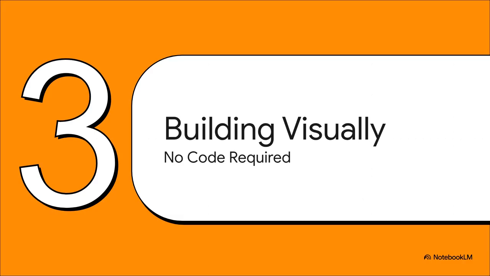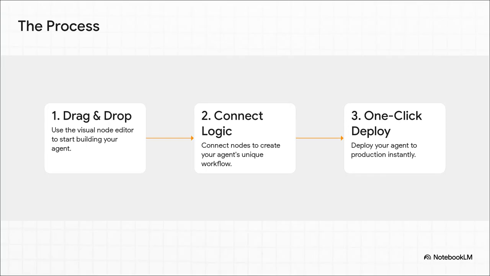Okay, so how does this even work? How do you actually get from a complicated idea in your head to a real functioning AI agent if you're not a tech person? Well, it turns out the whole process is surprisingly visual. It really just boils down to three simple steps. First, you just drag and drop these pre-built components. They call them nodes. Then you connect the dots, basically, drawing out the logic of how your agent should think and act. And then the best part, you deploy it with just one single click.